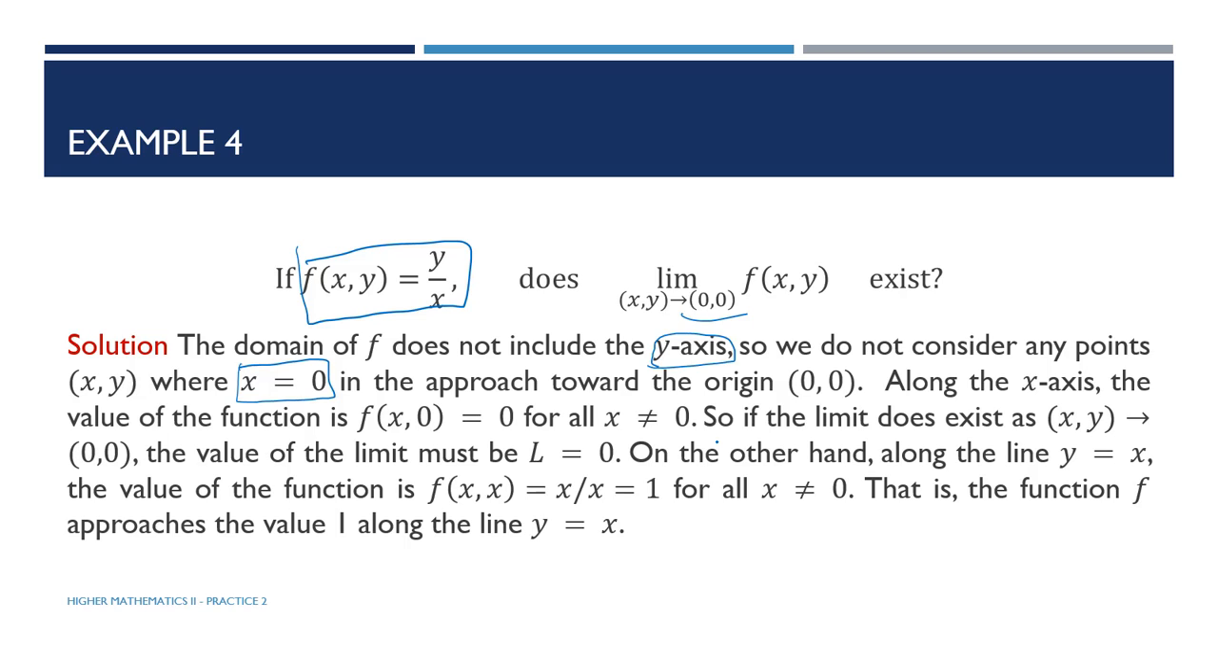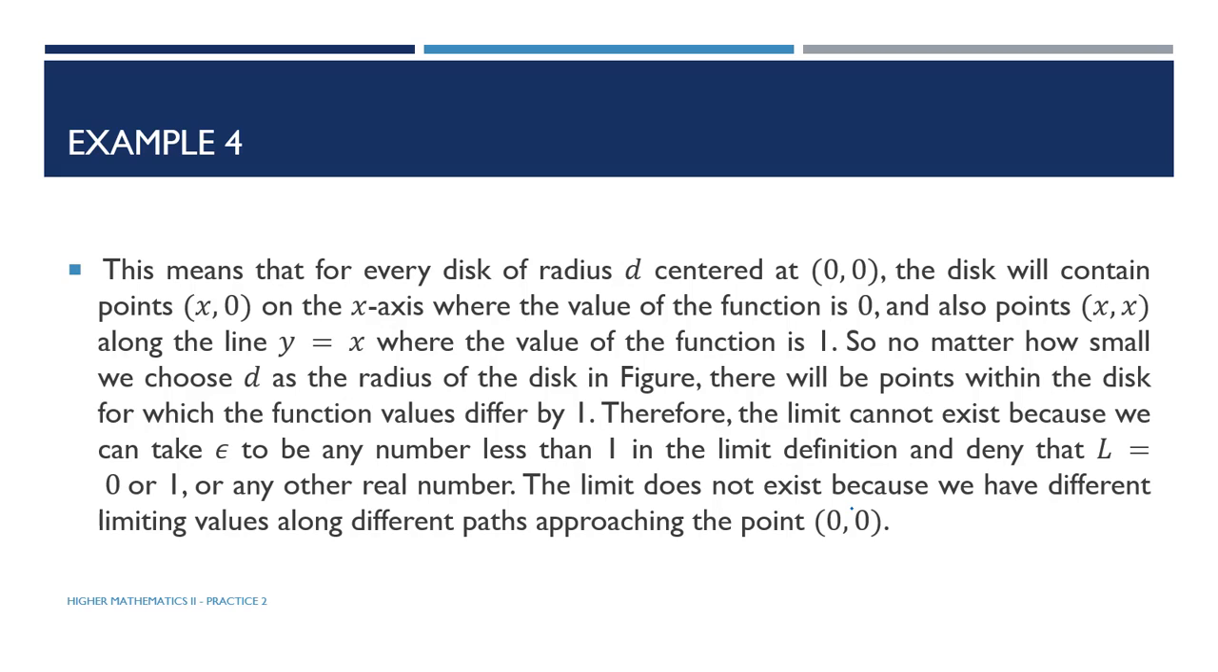On the other hand, along the line y equals x, the value of the function is f of x and x, which is x divided by x, giving us the number 1 for all x not equal to 0. That is, the function f approaches the value 1 along the line y equals x. This means that for every disk of radius delta centered at 0, 0, the disk will contain points x and 0 on the x-axis where the value of the function is 0, and also points x along the line y equals x where the value of the function is 1.